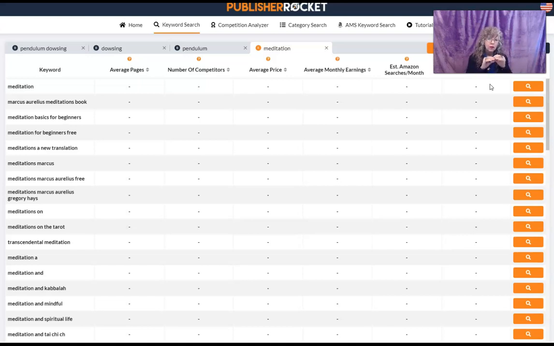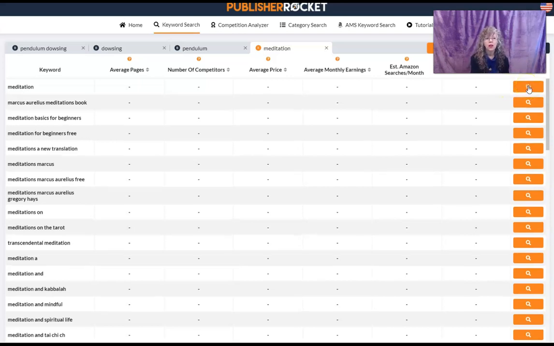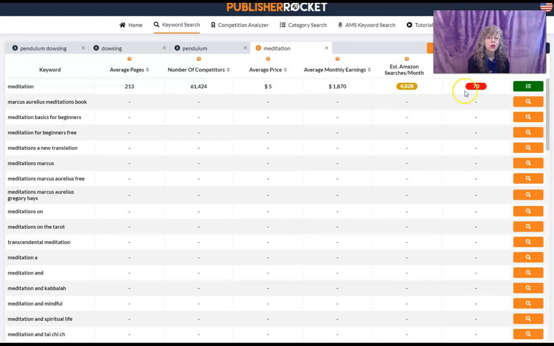So the way we have to do something in order to get this figured out is we click on this and Rocket will go look for that data and figure it out for us. So the average number of pages of the top like 10 books in the category is 213. There are 61,000 books out there utilizing meditation as a key phrase, keyword in their list of keywords, in their descriptions, in their titles, that sort of thing.